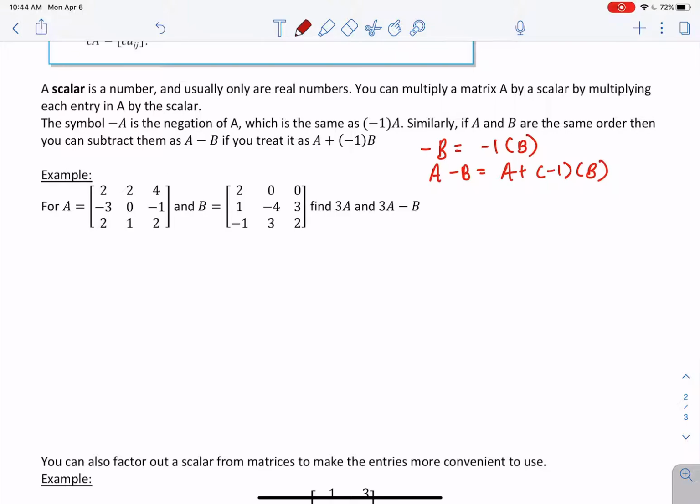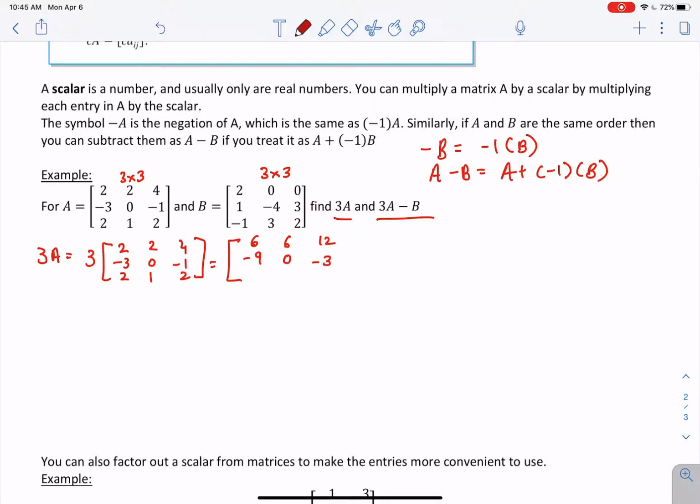So let's do this problem. We have two matrices, A and B. They are both 3 by 3 matrices, so they're the same size. And we want to find 3 times A and then 3A minus B. So 3 times A is scaling A up by 3. So I need to multiply the 3 into every entry, which means 3 times 2, 3 times 2, 3 times 4, 3 times -3, 3 times 0, 3 times -1, 3 times 2, 3 times 1, and 3 times 2. And that gives us a 3A matrix.